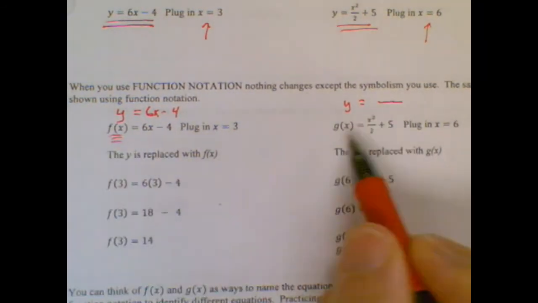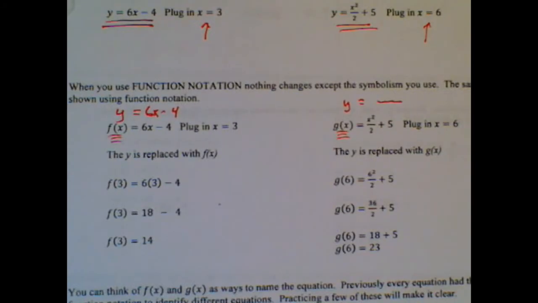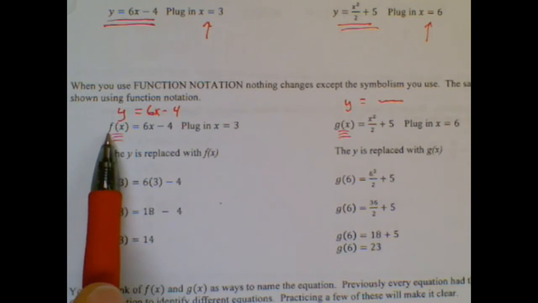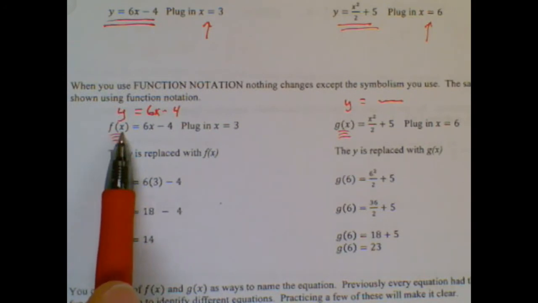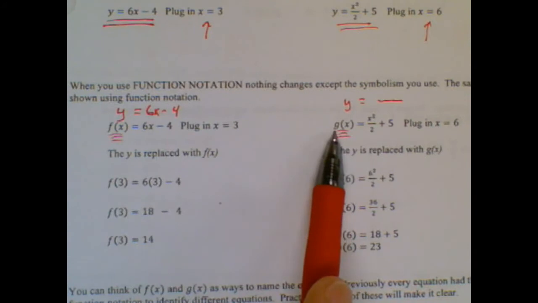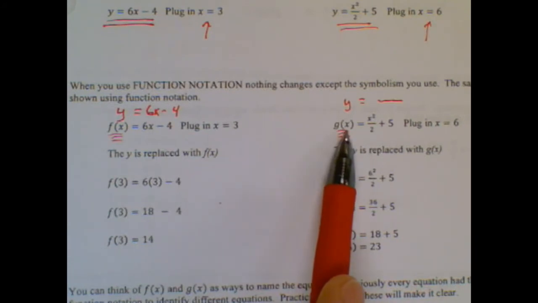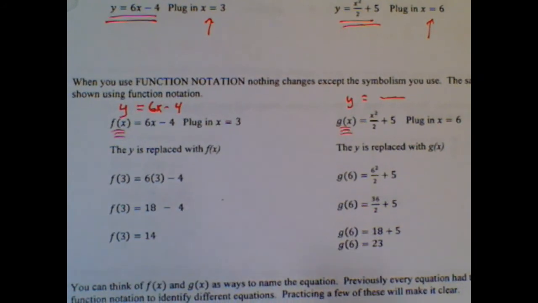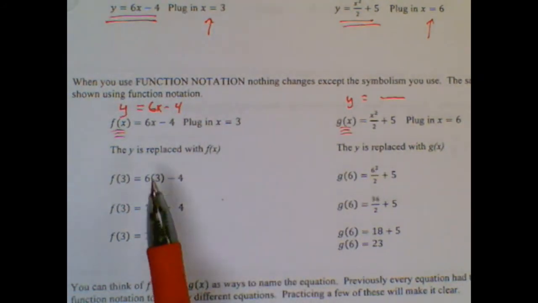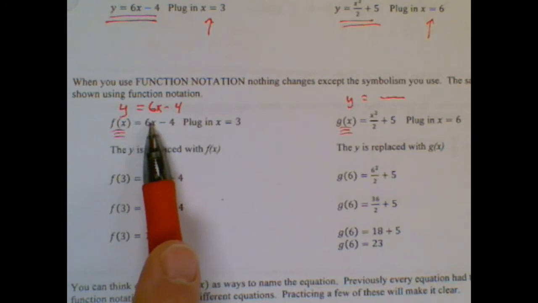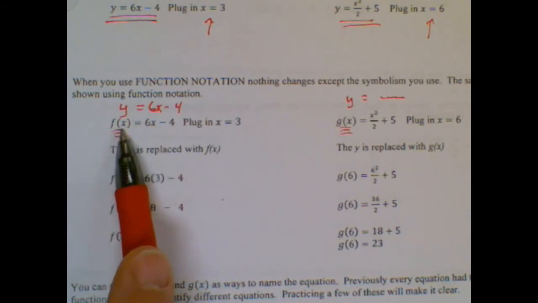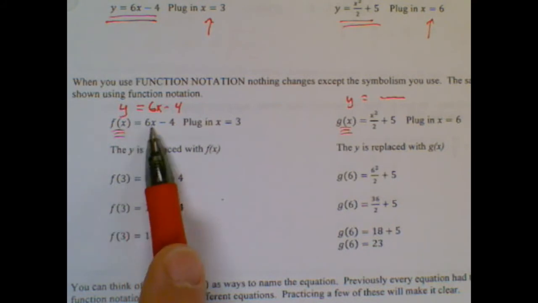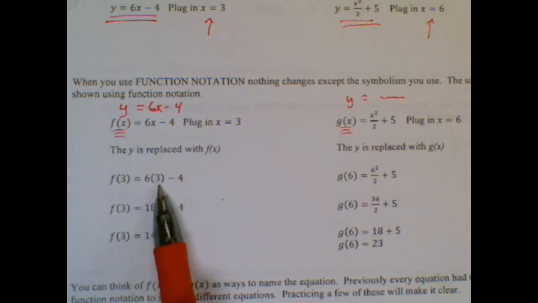So the only difference right now is we are getting a new symbol in place of y, and that's the function symbol. This says function f, and it's using variable x. You see that? Function g, and it's using variable x. It's like giving a function a name, but the plug-in process is still the same. In this problem up above, we plugged in a 3. So now where you see f of x, you write f of 3 because you're plugging in x equals 3. Where you see an x, you see a 3.